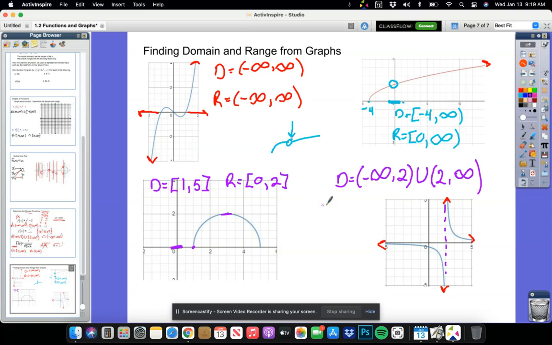There you go. Range is a little bit easier. It goes forever down and forever up. So range, forever down, so negative infinity, and forever up, positive infinity.